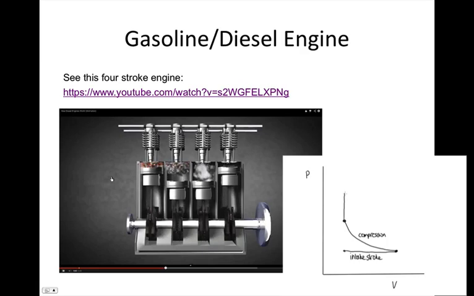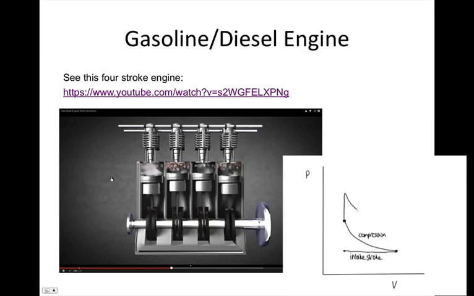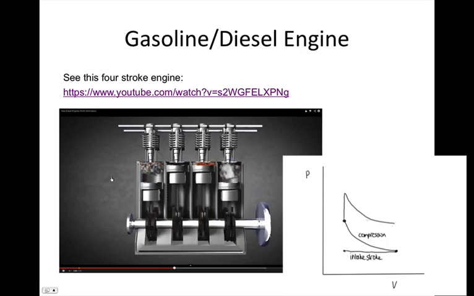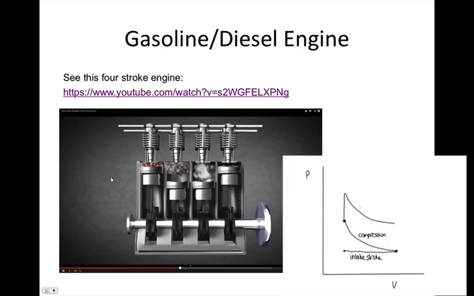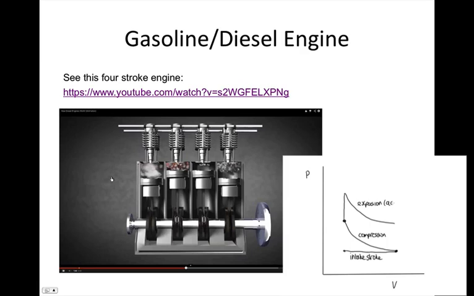As soon as that's happened, the gas expands quickly. So again, this is an adiabatic process because it's so quick, and this is where we actually get the work done by the engine. So this is an expansion and it's adiabatic.